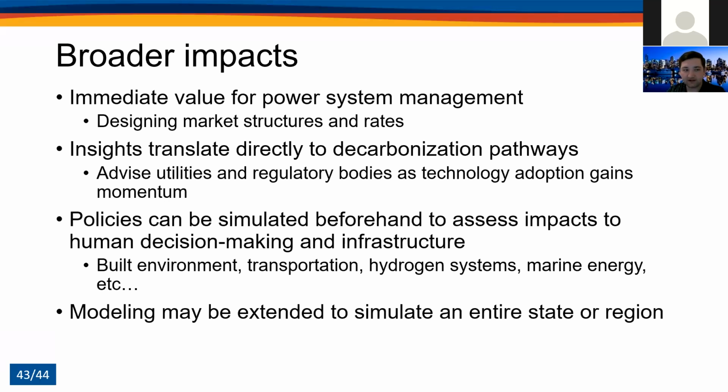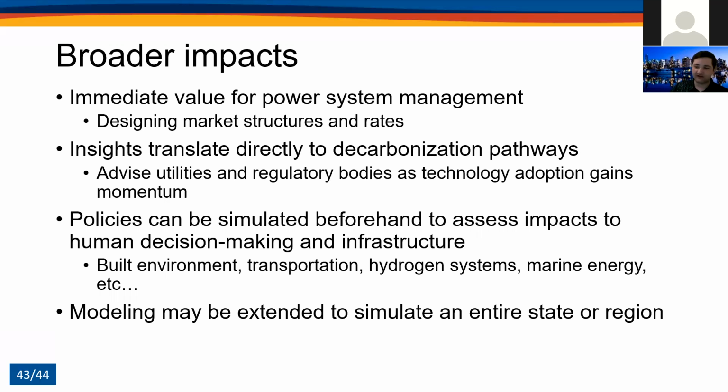Policies can be simulated beforehand using these approaches to assess impacts to human decision-making and infrastructure, but also on the built environment, how they can have an impact on transportation, hydrogen systems, marine energy, really touching on all the points of what we do here at ICEFIC. So again, think about it from your own perspective.